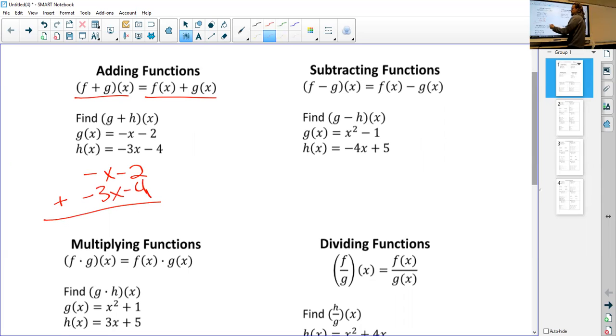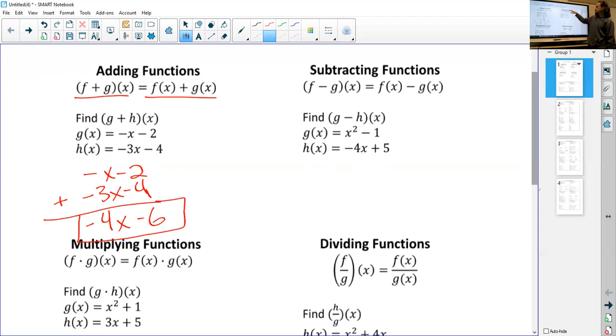So negative x plus negative 3x is negative 4x. Negative 2 plus negative 4 is negative 6. And then that becomes your answer. And that's it. Nothing to it. It looks kind of scary when you first look at it, but really the math's not that difficult.